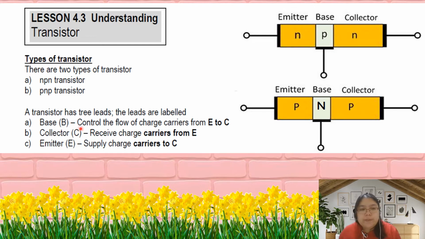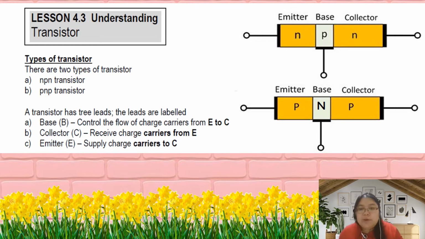Okay, so from here, the base, let's see the function. The base wants to control the flow of the charge carriers from the E to C. From E go to C, they pass through the base, so the base is just like the center part. The collector receives the charge carriers from the E. So the charge starts from the E, passes the B, and the last one is C. C will collect the charge. The emitter is a supply. It supplies the charge carriers to the C. So the biggest one is the emitter, because it is the supplier.